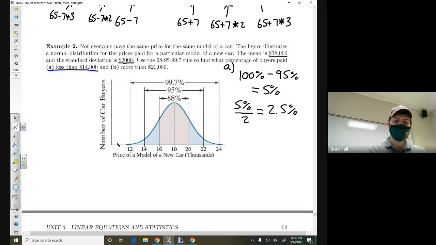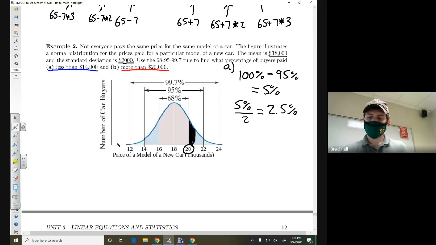So part B, more than 20,000. Okay, where's 20,000 at? Right here. 20,000 is right there. We want more than 20,000. So more than 20,000, I think we can all agree that it's referring to this region over here. So that's what we want. We want to figure out the percentage of that region.